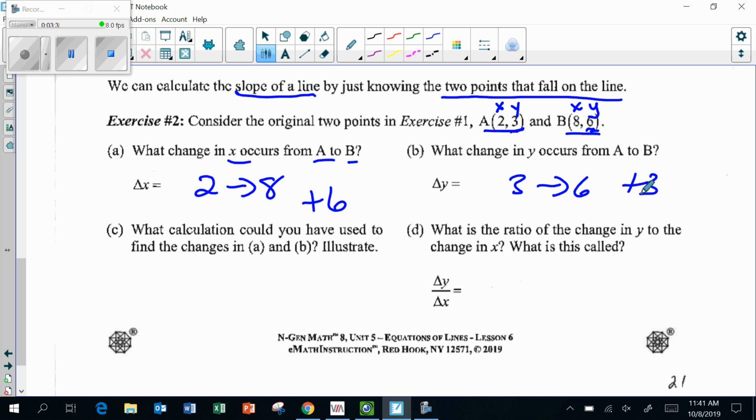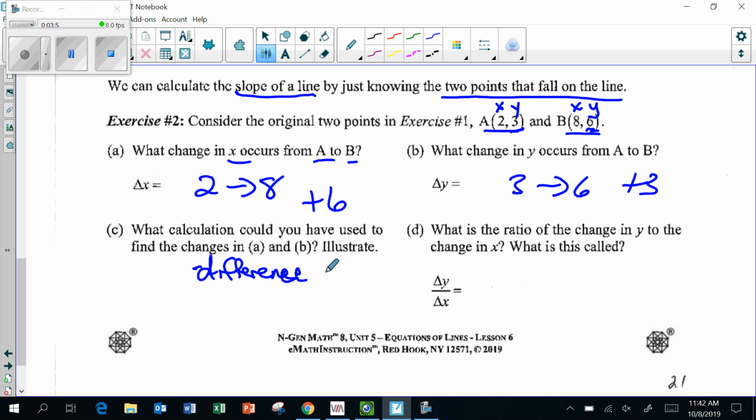All right. Now, what calculations could you use to find the changes in those? To find change is the difference. Difference is subtraction. Now, with these, they're pretty simple. 2 to 8 is 6. 3 to 6 is 3. But believe me, it's not always quite that simple with positive numbers.